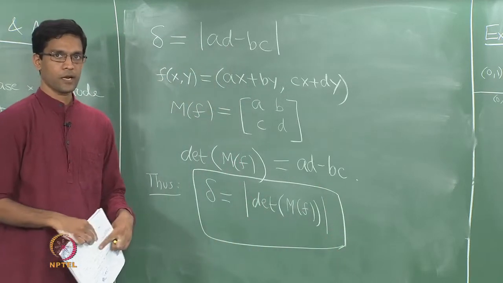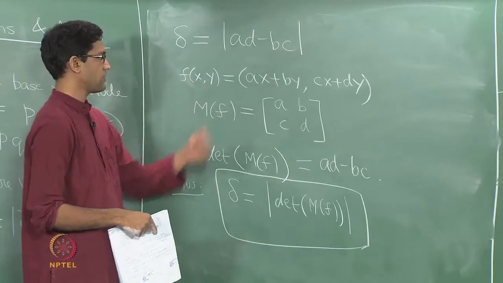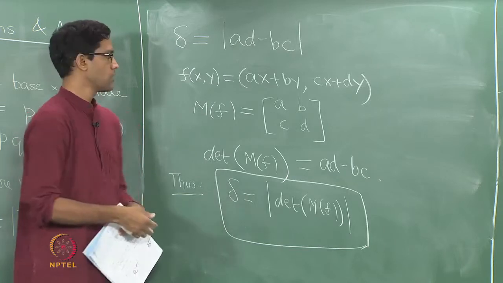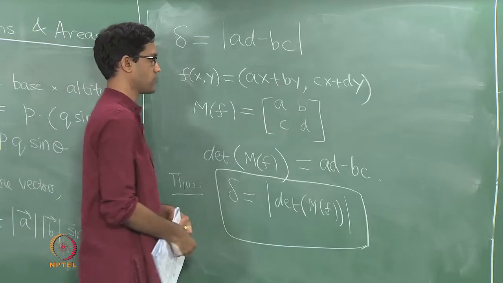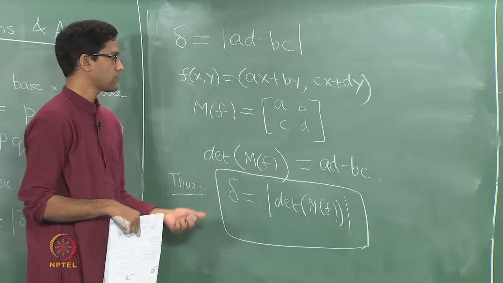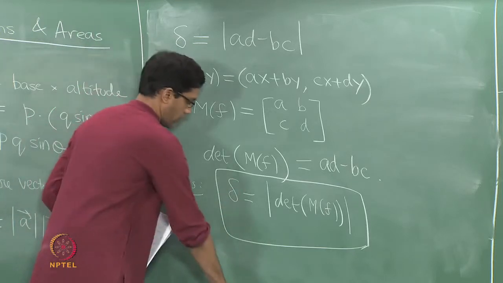Okay. So in general, for an arbitrary linear transformation, if you are given the transformation f itself and you want to know by what factor it scales areas, all you want to do is to just write out the matrix corresponding to the linear transformation and then compute its determinant. Okay. And the absolute value of the determinant is exactly the thing that we want, the scaling factor.